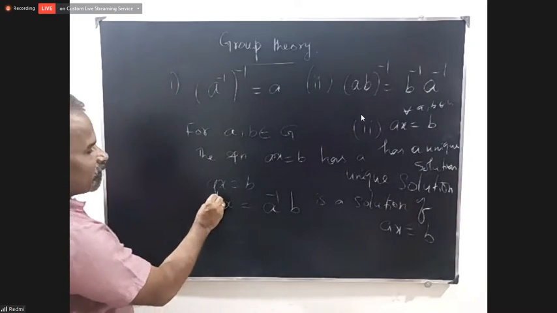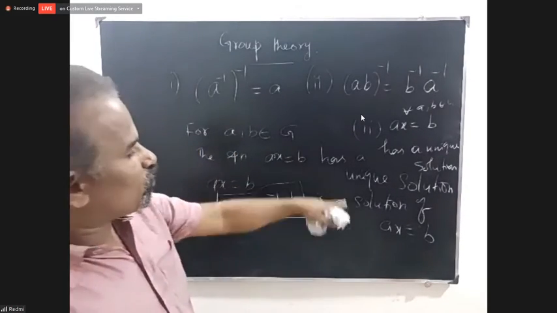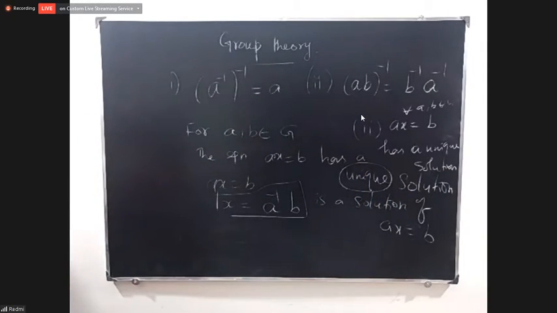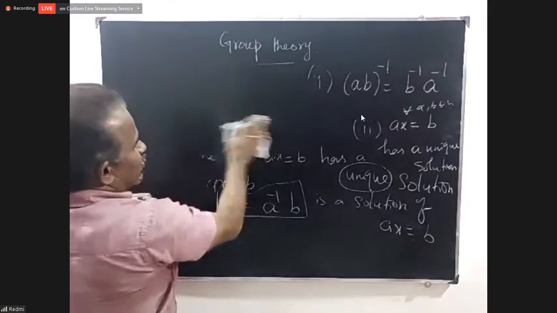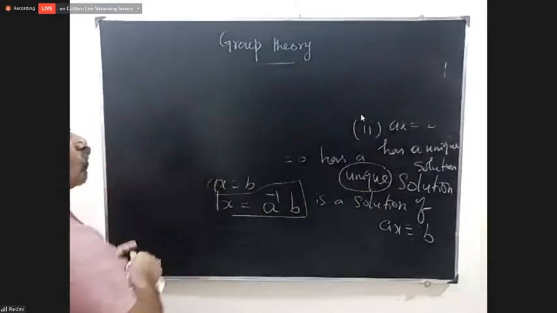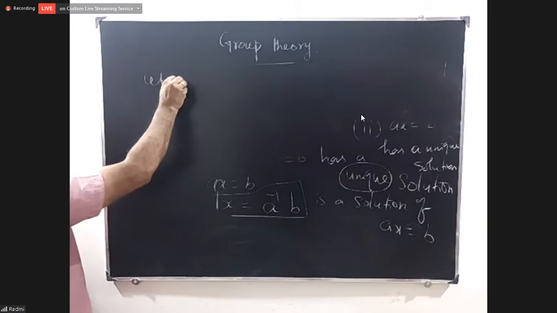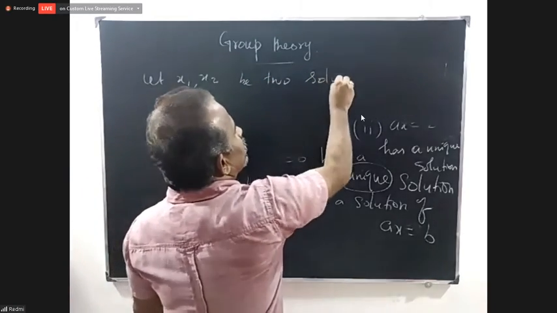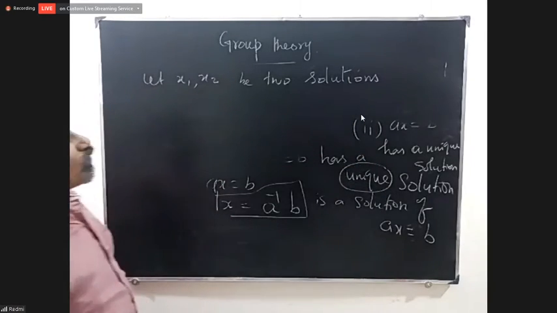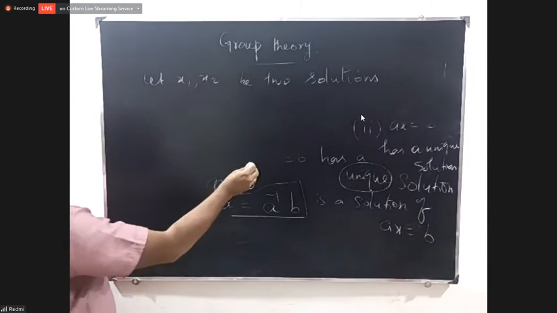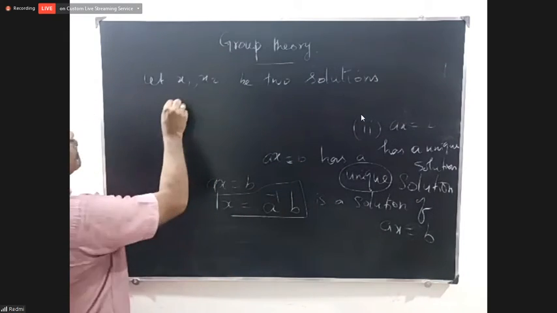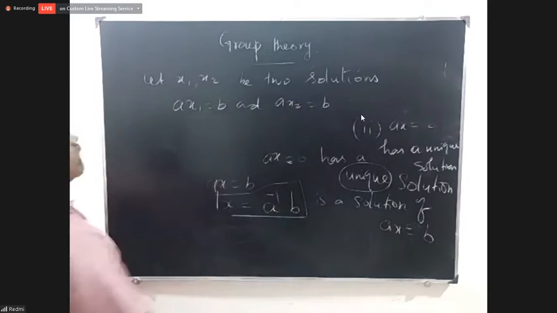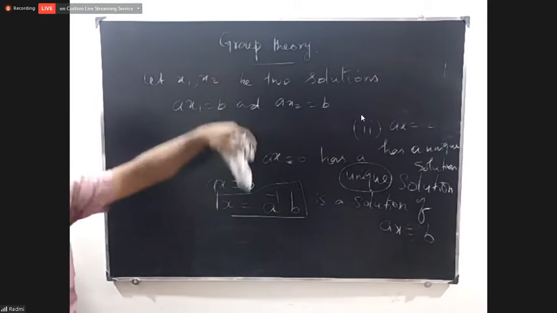So now we have the solution. But I am going to prove that this is a unique solution. Suppose this equation has two solutions. Let x1 and x2 be two solutions. That means x1 is a solution, meaning A x1 is equal to B, and A x2 is also equal to B. Now I am going to prove that x1 is equal to x2.